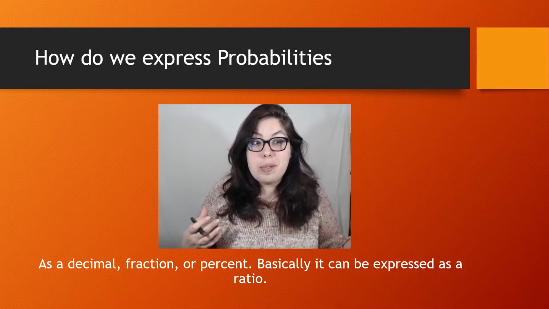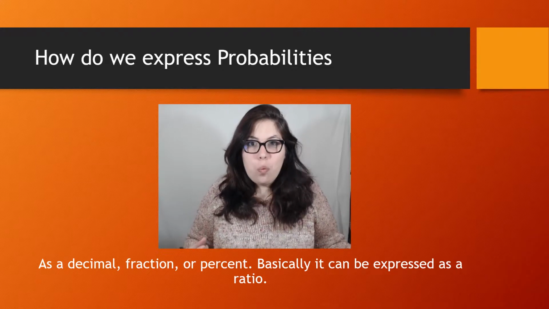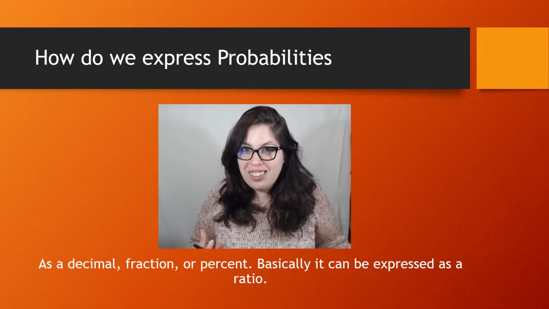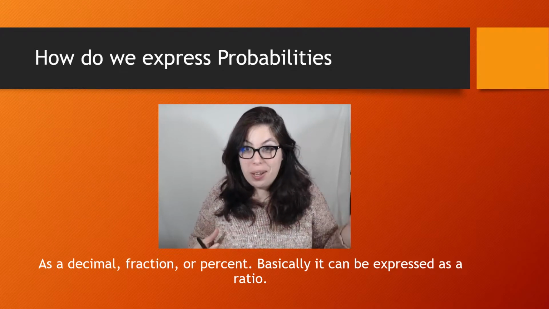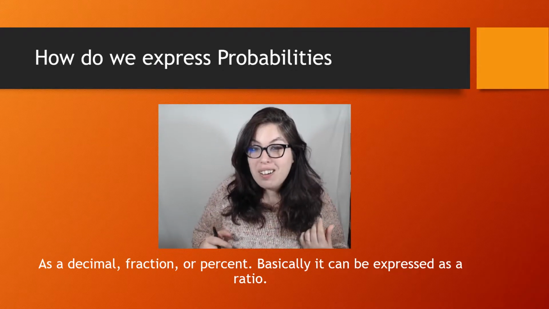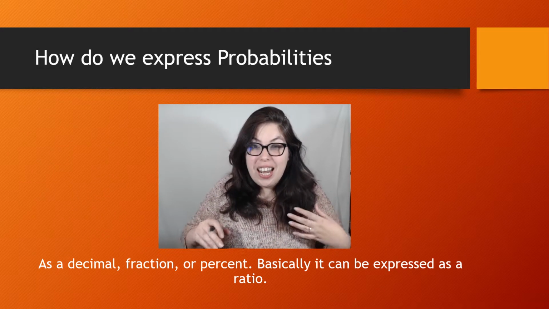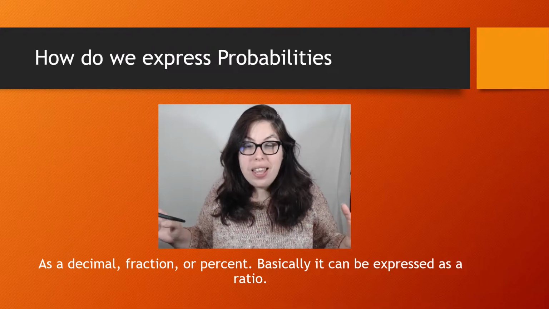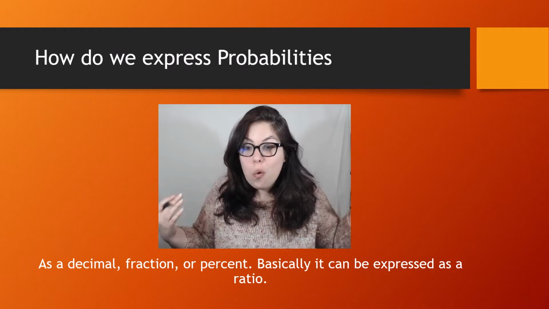All right, how do we express a probability? Well, it's basically just a ratio, okay? It's a ratio between the favorable events and the possible outcomes. So we can do this in any ratio form. That's decimals, fractions, or percents.